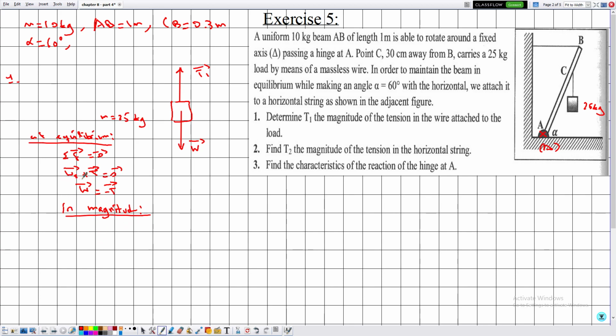here we are talking about the weight of the solid. Let me specify that this is a solid S. So Ws is equal to the tension T1, but the value of Ws is equal to M multiplied by G. Here take G equal to 10 meters per second square. So 10 multiplied by 10, which is equal to 100 newtons. Then the tension T1 is equal to 100 newtons.